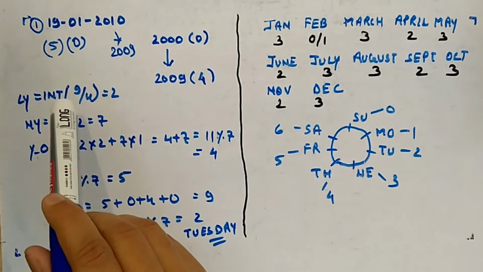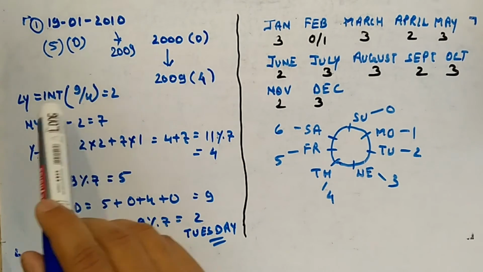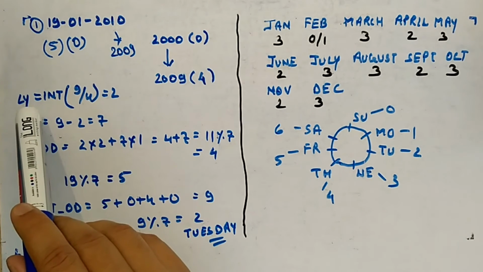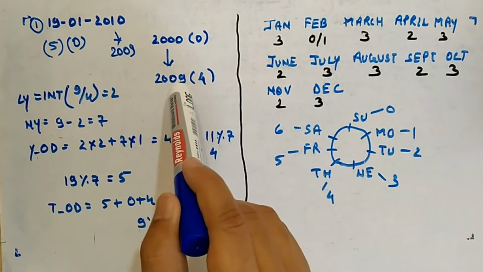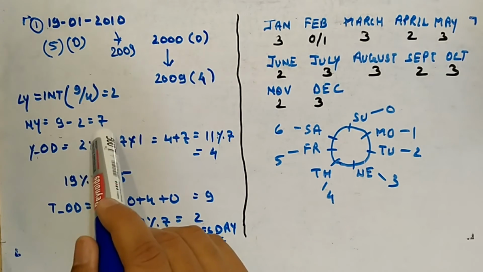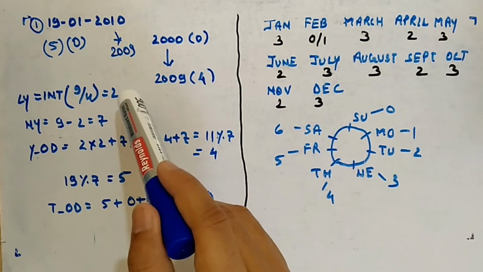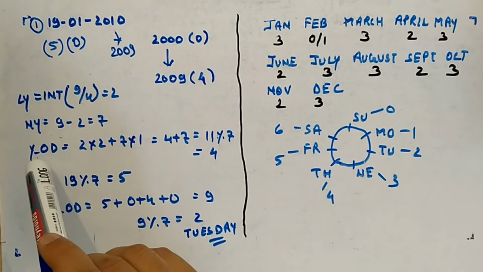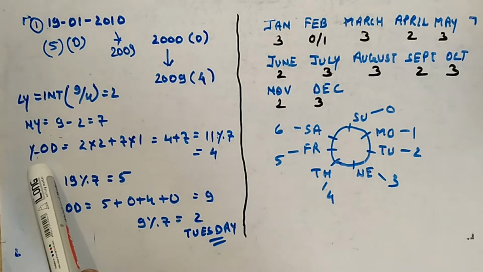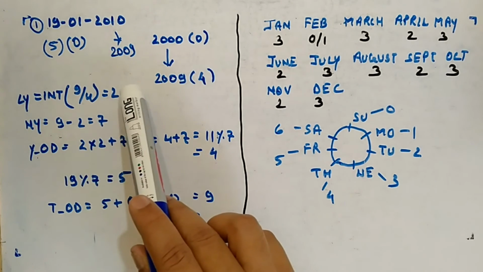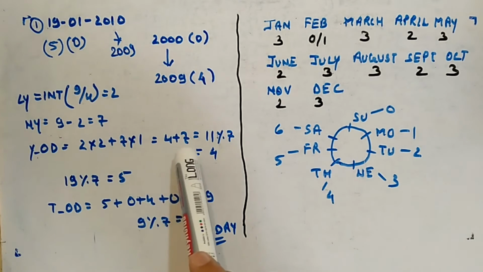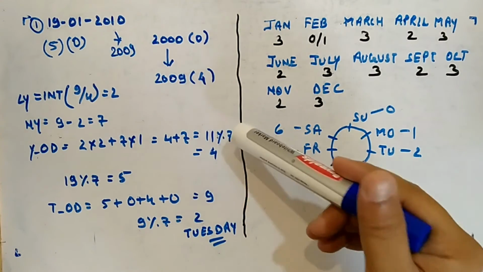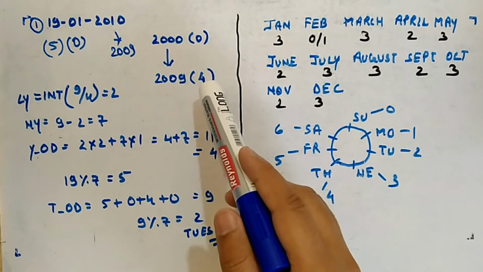2009, so 9 years we have to travel. 9 divided by 4, it is not divisible, so only the integer part you will take. That will be 2. That many leap years will be there between 2000 to 2009, and if you do 9 minus 2, you will get normal years as 7. So you have leap years 2, normal years 7, total 9. So year odd days will be 2 into 2 plus 7 into 1, that will give 4 plus 7, that is 11. We have only 7 days, so 11 modulo 7 is 4. So that's how we are getting 4.